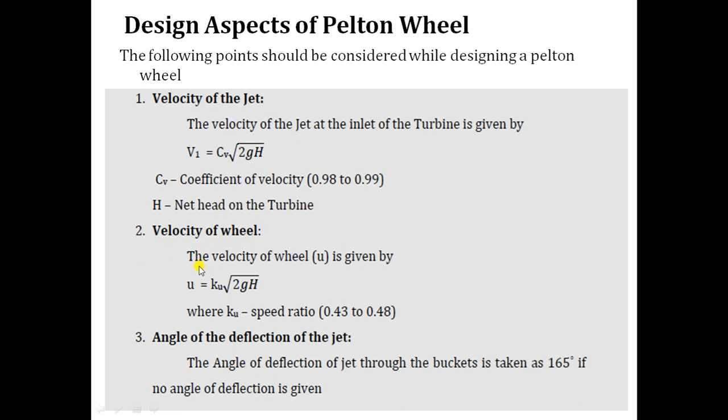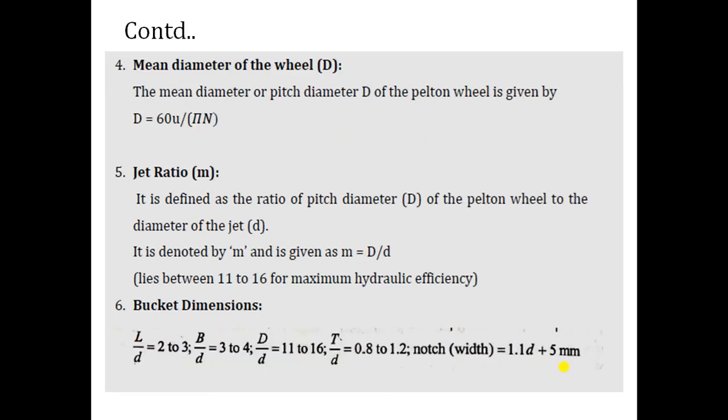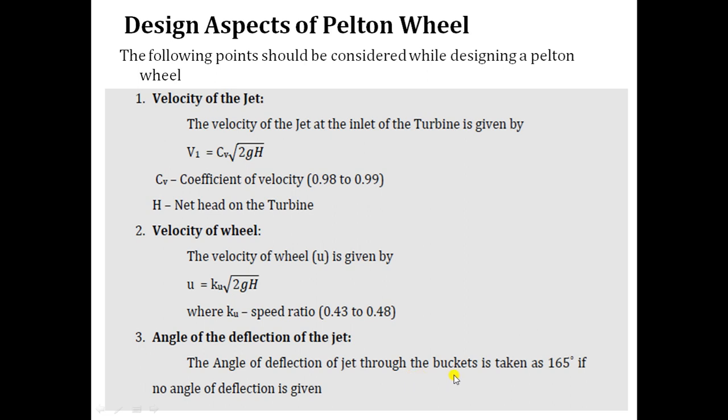The velocity of the wheel is denoted by small u, and it is given by u equals Ku into square root of 2gh, where Ku is the speed ratio. Its value varies from 0.43 to 0.48. The angle of deflection of jet through the buckets is taken as 165 degrees if no angle of deflection is given. So if the angle of deflection is 165 degrees, then phi will be equal to 180 minus this angle, that is, 15 degrees.